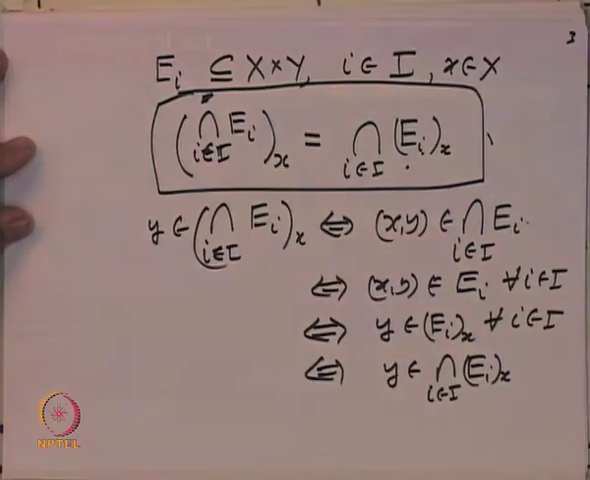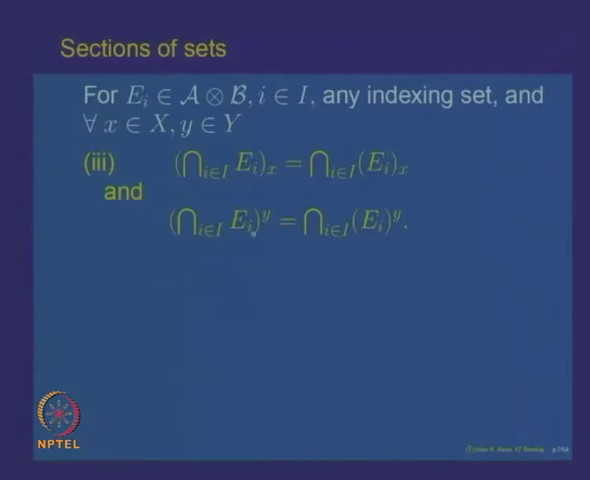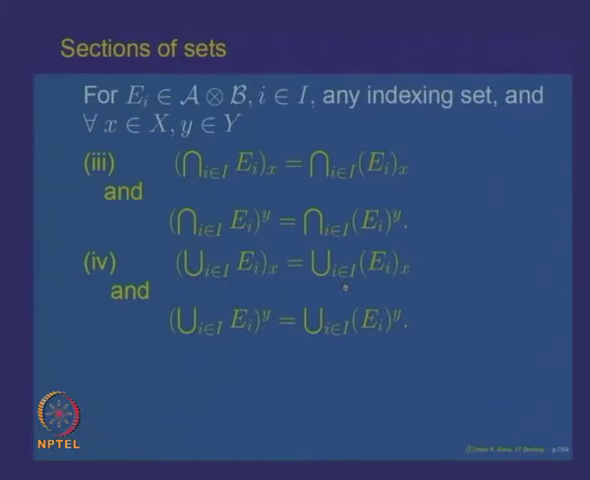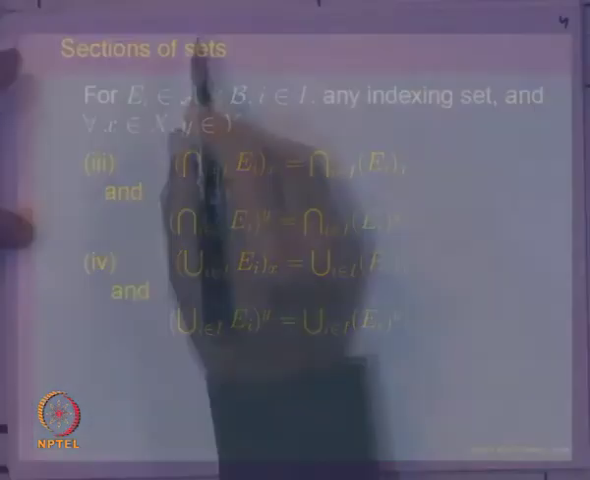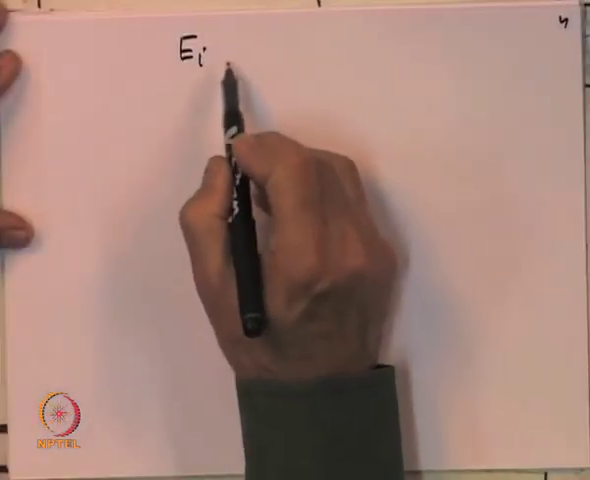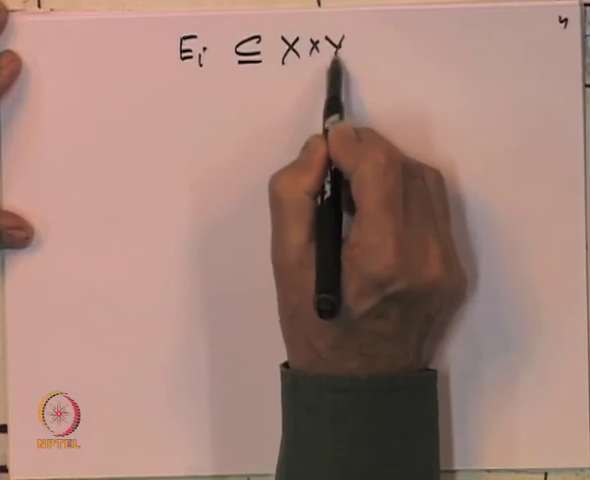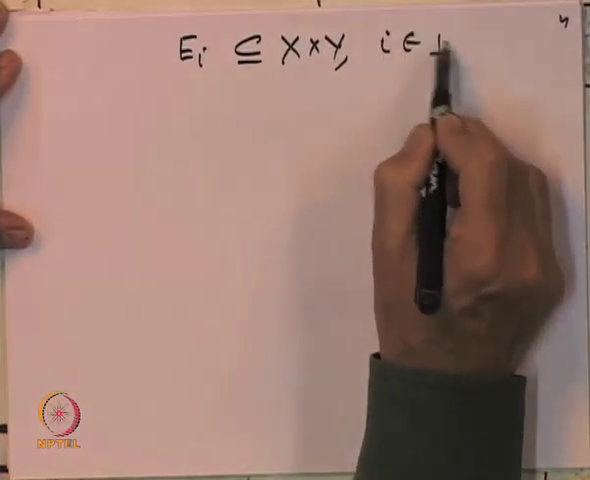A similar proof will work for the sections at y, namely for every y in y, the section of the intersection is the same as the intersection of the sections. A corresponding result also is true for the unions. So, let us prove that also. Once again the proofs are similar in all these cases, it is only a matter of pure set theory actually. So, what we want to do is, E i's are subsets of x cross y, where i belongs to I.